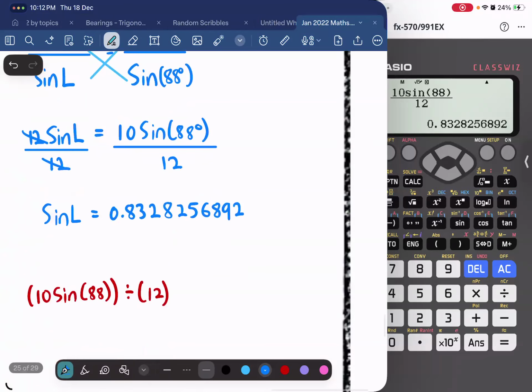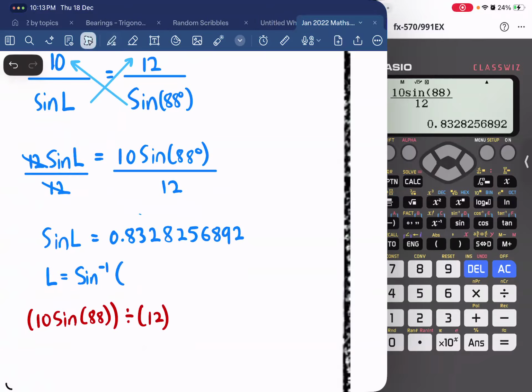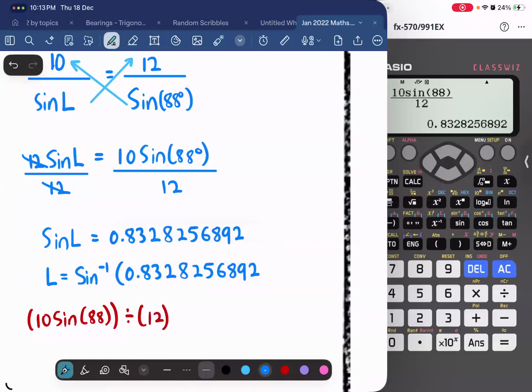And Faith, what do you think is the next step? The next step is to find the inverse of that whole thing. We're going to find the inverse of that whole thing. If you find sine inverse of that, what are you going to get?